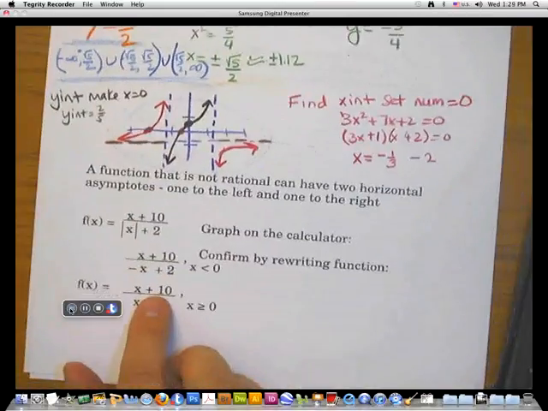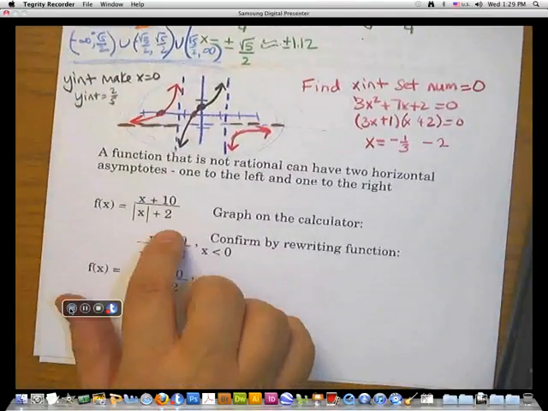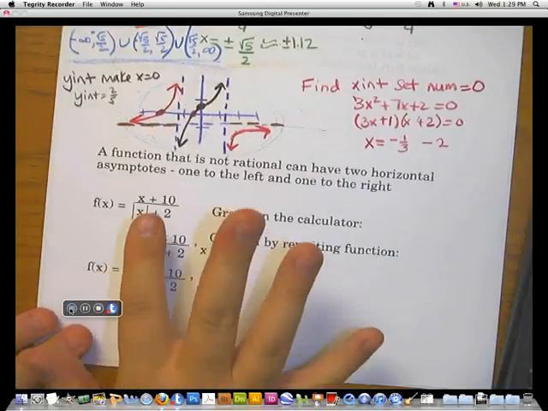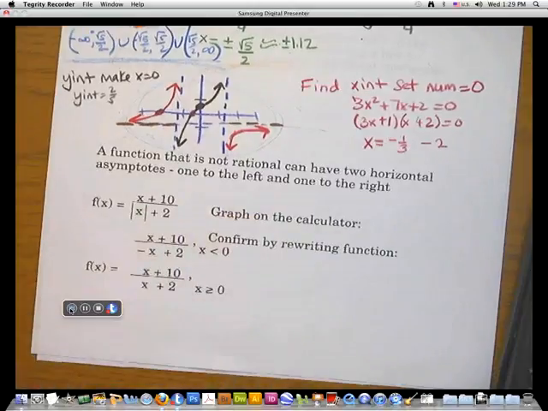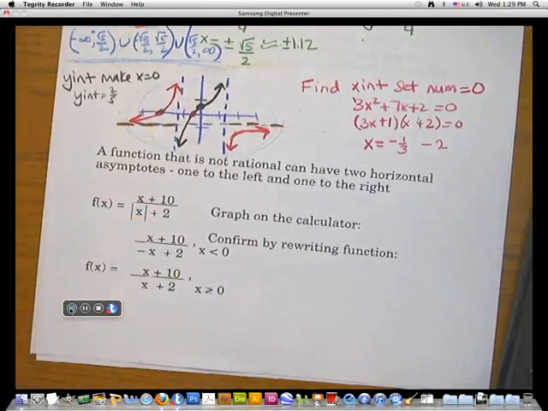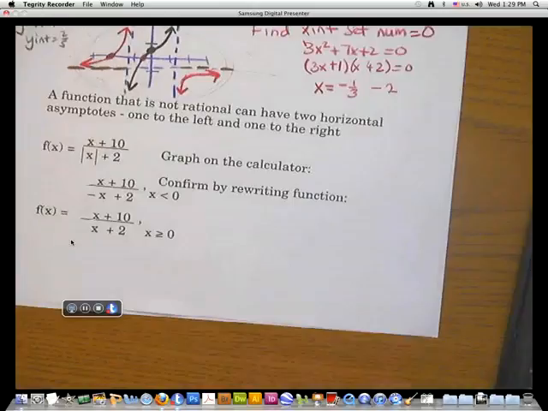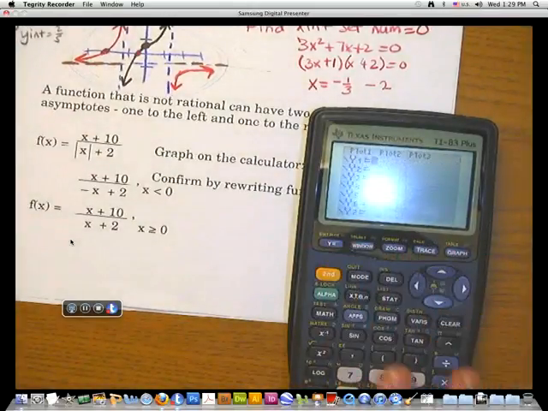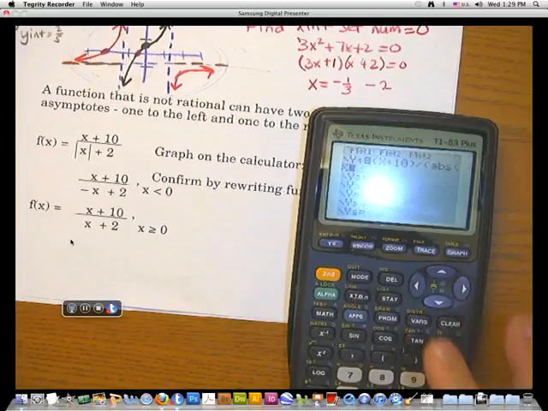All right, when we come down here, this is not a rational. Or it is rational because it is a fraction. But what happens is that it doesn't work because we have an absolute value. An absolute value is going to give us a whole bunch of different rules. If we put it into our calculator, numerator x plus 10 divided by the denominator absolute value of x plus 2.